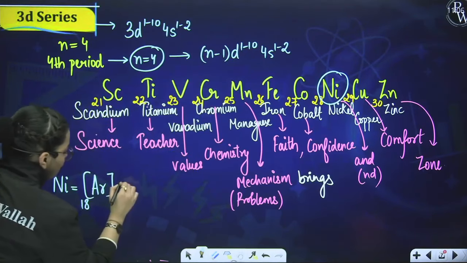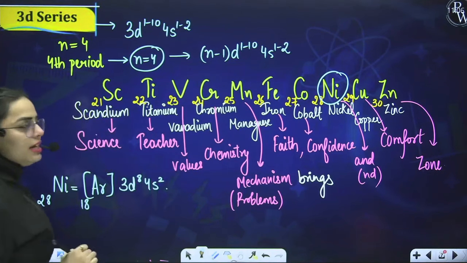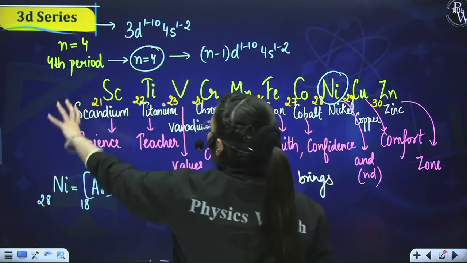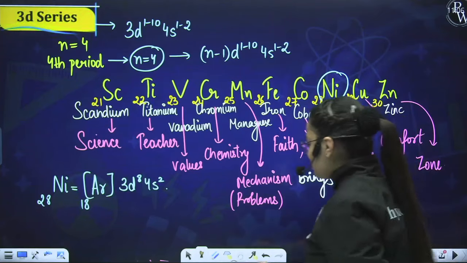10 electrons. So what shall be the electronic configuration? It is 3d8 4s2. Okay, now one more thing. If I have to write how many electrons are present in 3d for all of these cases, let us write that.